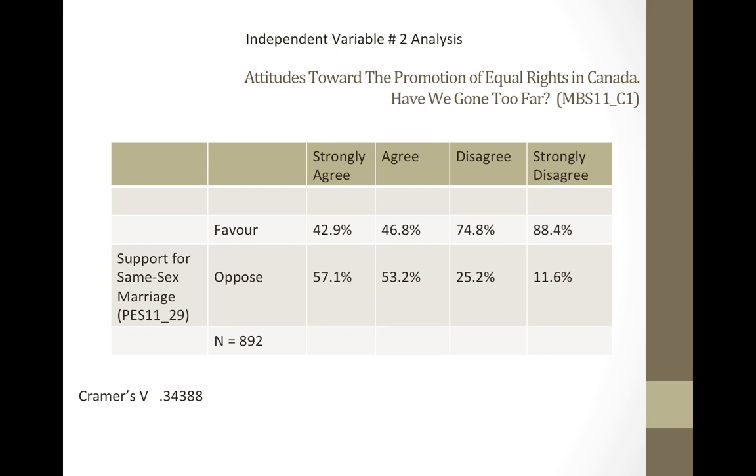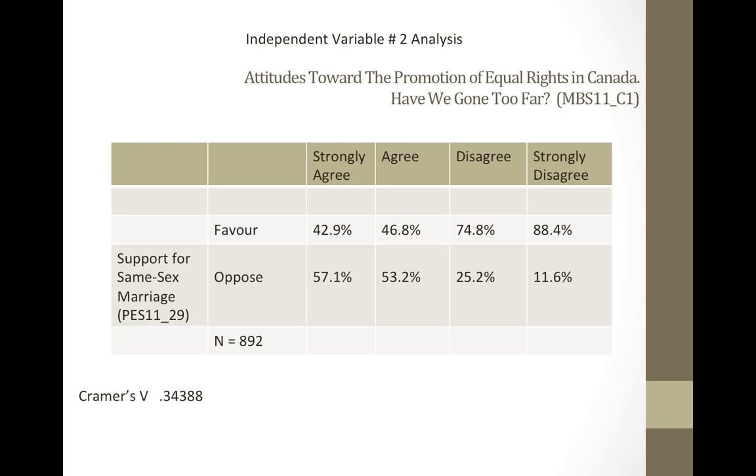The next cross-tabulation looks at support for same-sex marriage by the attitudes of whether one believes that Canada has or hasn't gone far enough in pushing equal rights. As we can see from comparing column percentages, people who oppose same-sex marriage are also those who strongly agree that we have gone too far in pushing equal rights. This is supported in the data reveal with the higher percentages to the oppose. Whereas people in favor of same-sex marriage are also those who strongly disagree and feel we haven't gone far enough in Canada pushing equal rights. This is supported in the data reveal with the higher percentages to the favor.